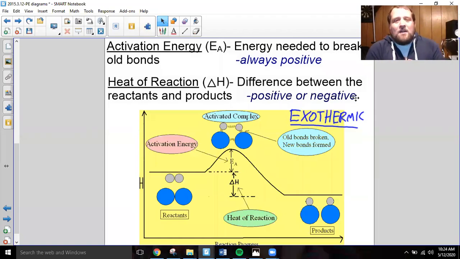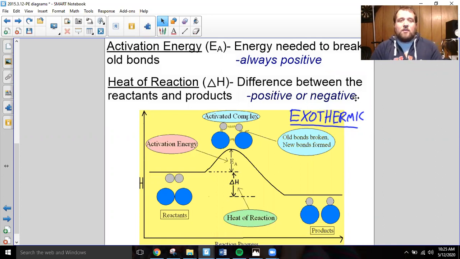Hi. Today we are going to continue studying potential energy diagrams, and we're going to see why they're so helpful to chemists. There are two very important pieces of information that we can get from them: the activation energy and the heat of reaction. So first, just a quick review of what we learned last lesson.